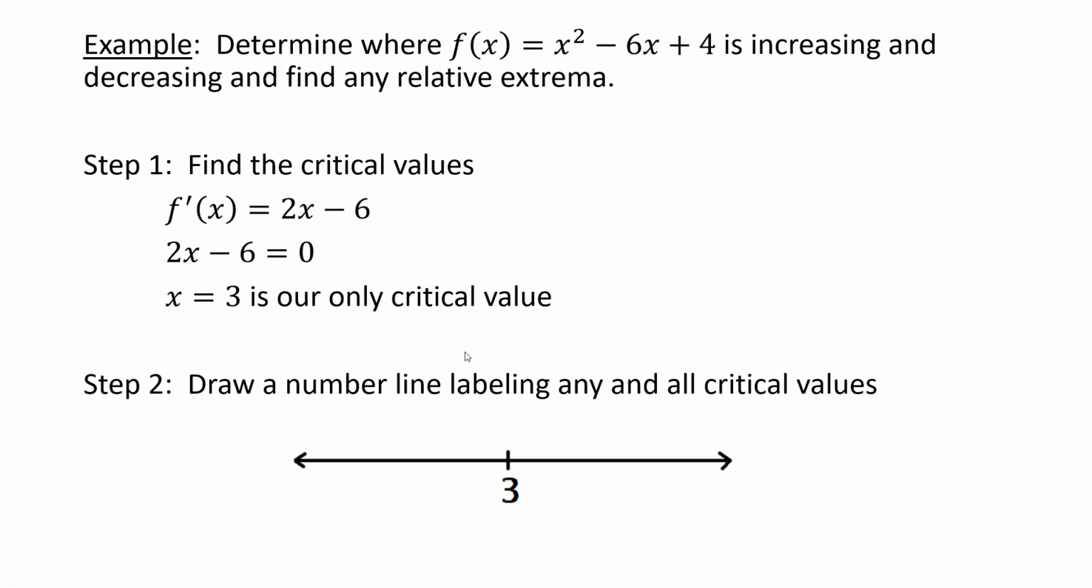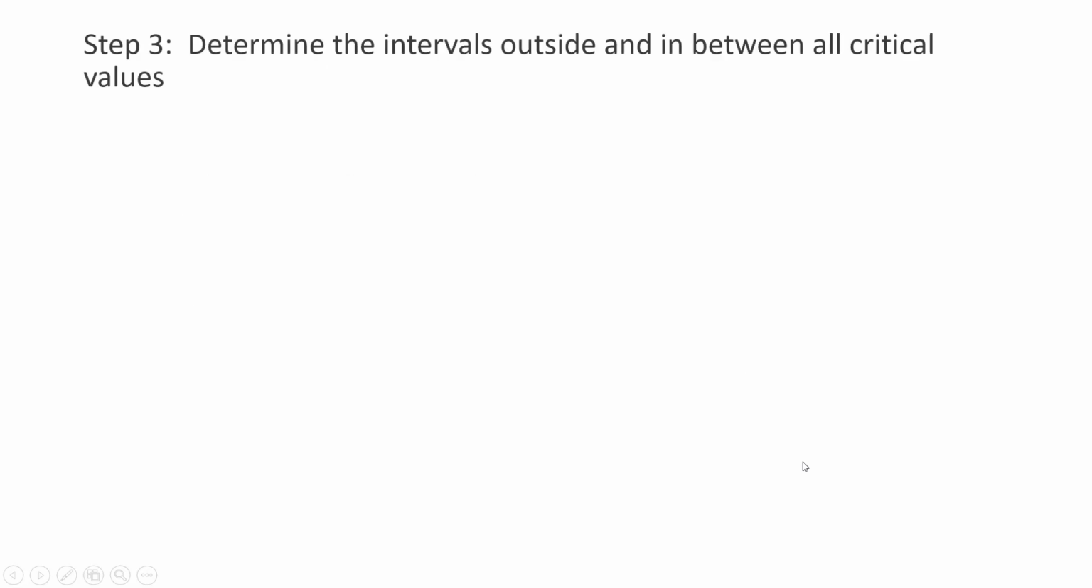So here, I'm now going to break this up into my intervals that are inside and outside and in between all of my critical values. So looking from left to right, negative infinity, I'm going to stop at this critical value 3, and then starting at 3, I'll go to positive infinity. So my intervals that are outside and in between all my critical values for this case is just negative infinity to 3 and 3 to infinity.